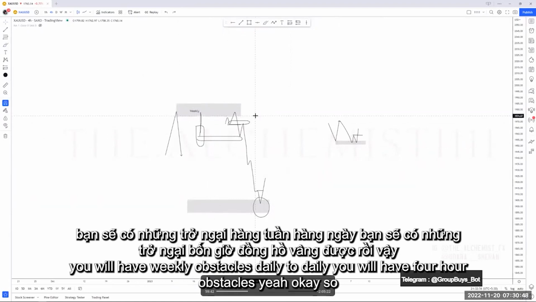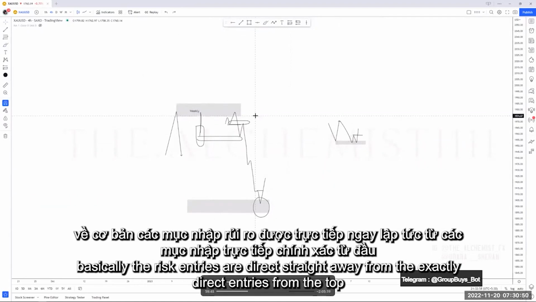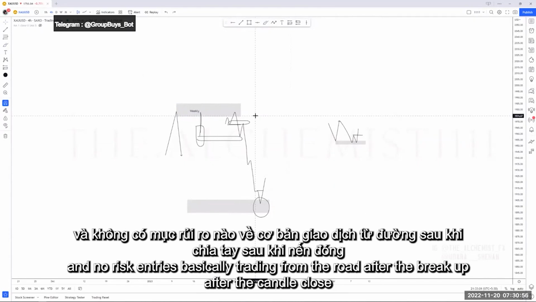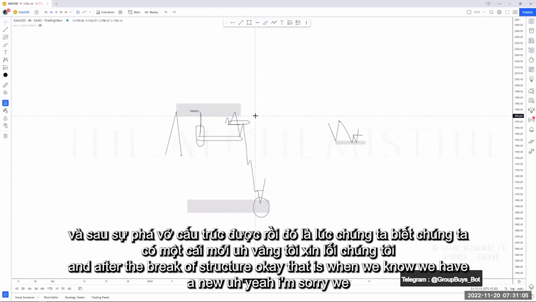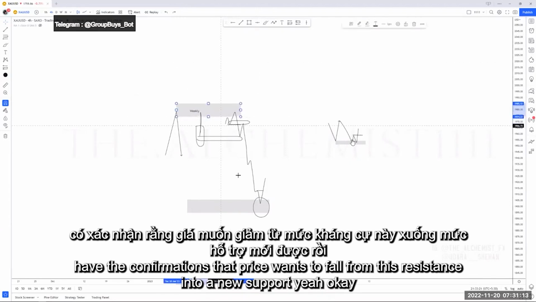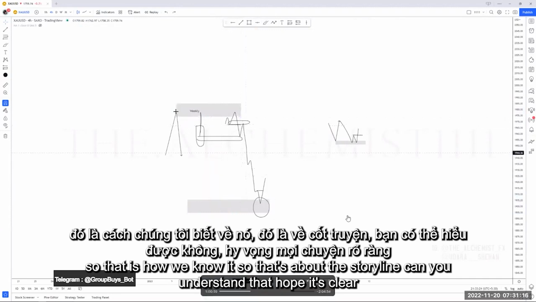So basically, the high risk entries are direct entries from the top, and the low risk entries are basically trading from the roadblocks after the breakout of structure, after the candle close and after the breakout structure. That is when we have the confirmation that price wants to fall from this resistance into a new support. So that is how we know it. So that's about the storyline. Can you understand that? Hope it's clear.